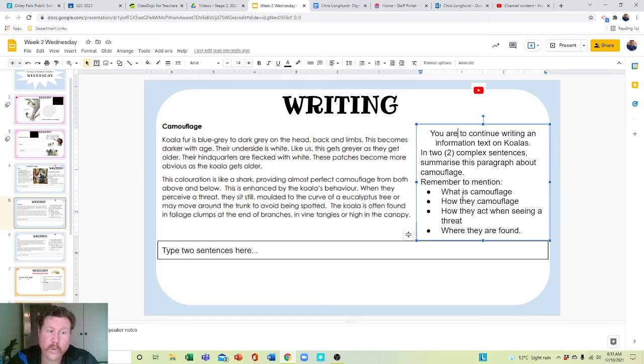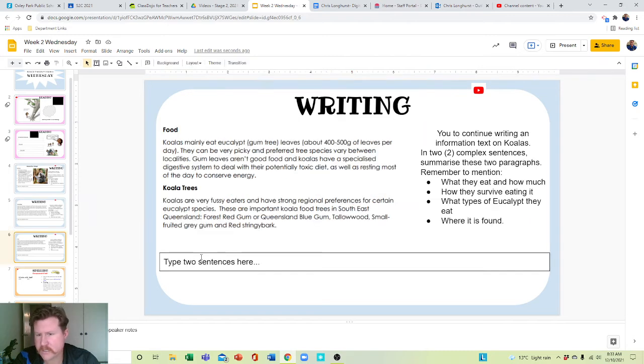Remember to mention what is camouflage. You've got to tell us what it is. How they camouflage, how they act when seeing a threat, which is in there, and where they are found. So 2 complex sentences there. Should be about 4 lines minimum. And then the last one, it's about the food and the koalas and trees.